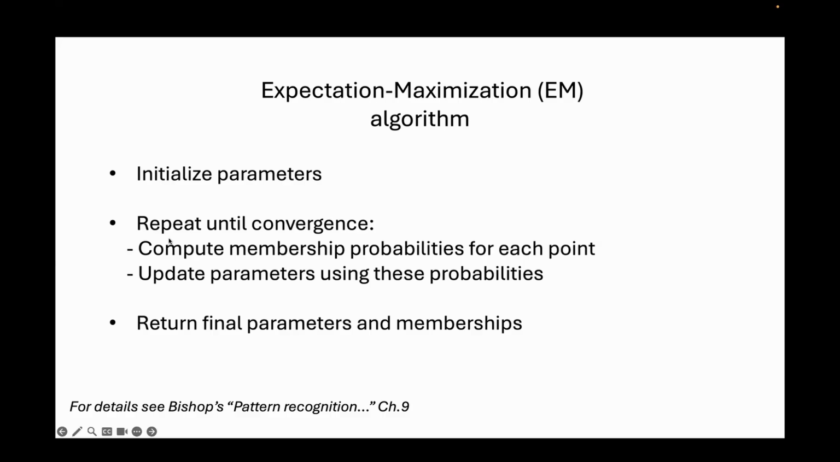So in the E step, the first step, we compute membership probabilities for each data point given our initialized parameters. And then in the next step, we update these parameters using these computed probabilities. And then we repeat this with multiple steps.